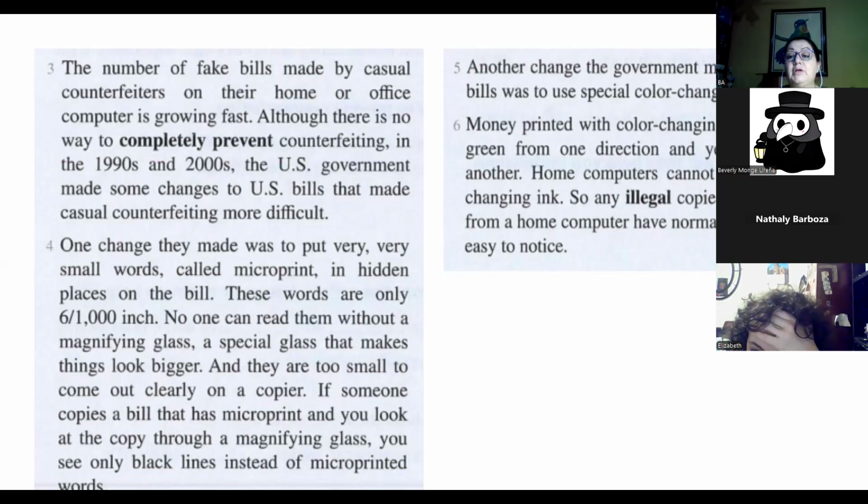Okay, let's move this bar over here so we can look at the last one. Now, 5. Another change the government made to US bills was to use a special color changing ink. Money printed with color changing ink looks green from one direction and yellow from another. Home computers cannot use color changing ink. So any illegal copies of money from a home computer have normal ink that is easy to notice. Okay? So what is the main idea in paragraphs 5 and 6?